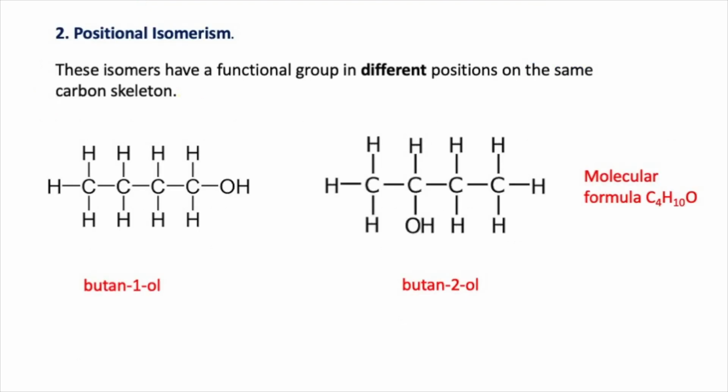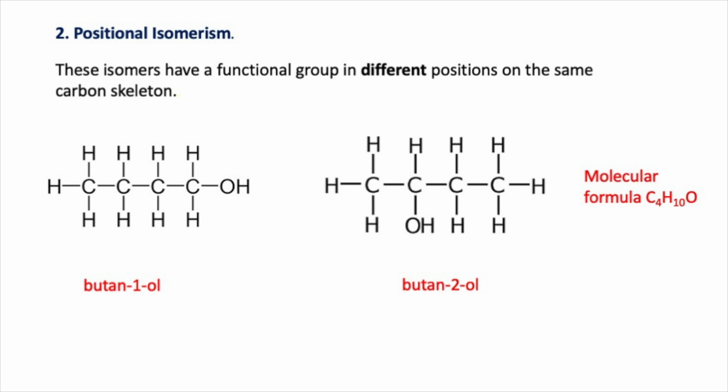Now, the second type of isomerism you're going to come across at GCSE is positional isomerism. Here, the functional group, the part of a molecule that determines its chemical reactions, is in a different position, but we have the same carbon skeleton, the same length of carbon chain. So here we have butan-1-ol, 4 carbons long is the chain, and the OH group is on carbon 1, and it's an alcohol. Now, the functional group is an OH group, because that's what determines the chemical reactions of alcohols.